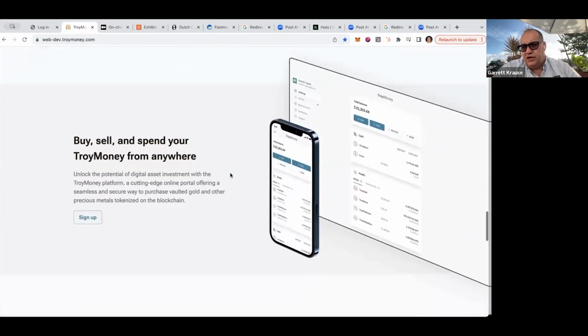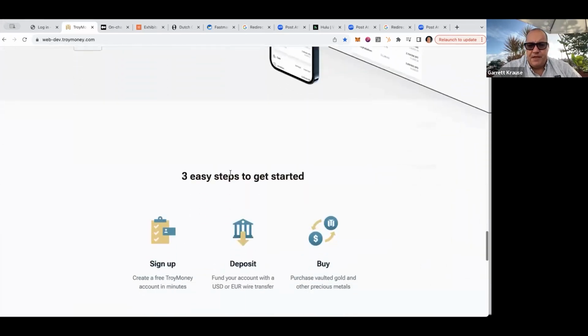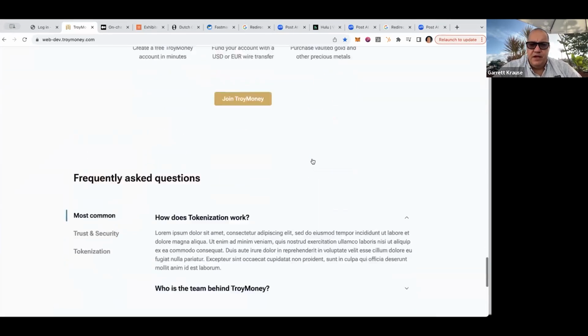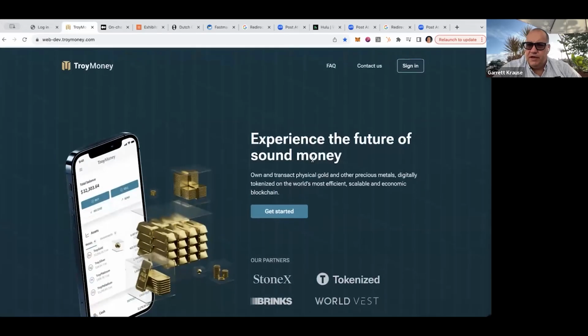There's a little screenshot of the app, desktop and wallet app. It's very easy to get in. You sign up, you go through your KYC, AML, you deposit your first funds in Euro or USD for now, and then you just go in and buy your gold and other precious metals. So I'm going to take you through a demo now.